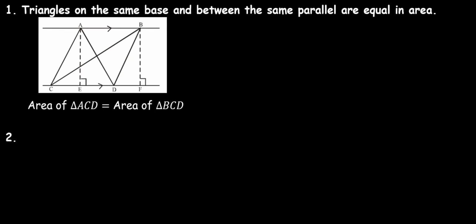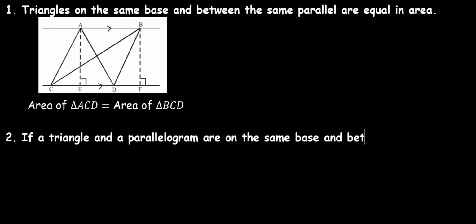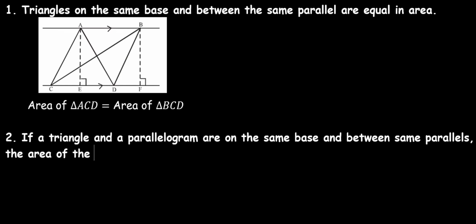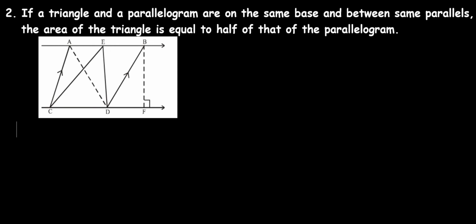2. If a triangle and a parallelogram are on the same base and between the same parallels, the area of the triangle is equal to half of that of the parallelogram. From the diagram, we can deduce area of triangle ECD is equal to half of area of parallelogram ABCD.